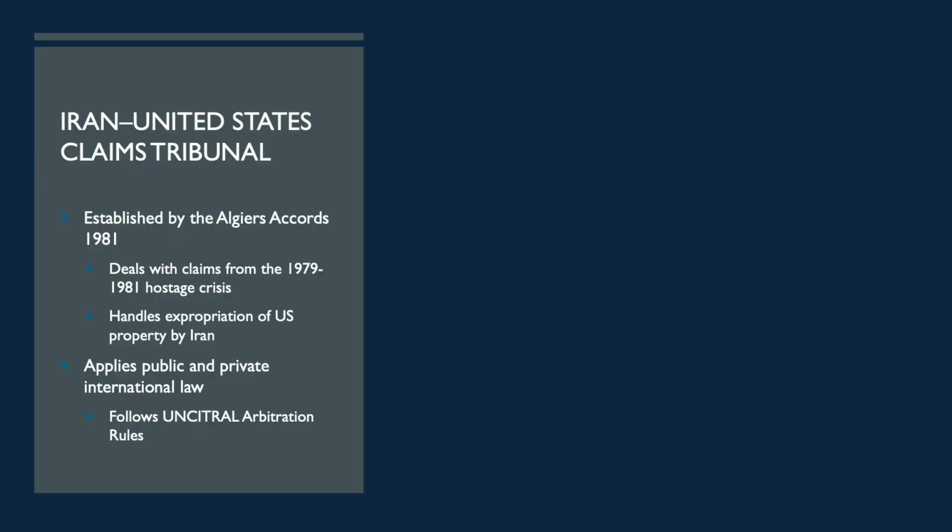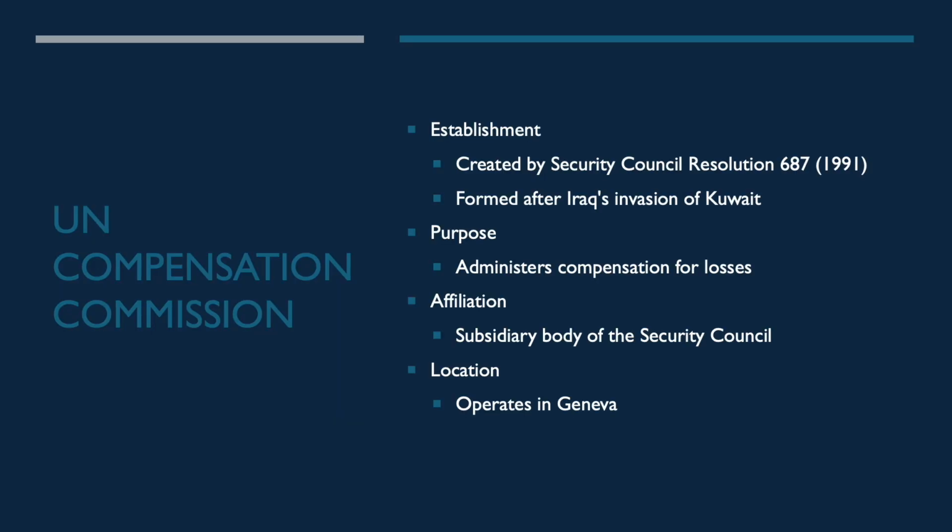Iran-United States Claims Tribunal, established by the Algiers Accords in 1981. The Iran-United States Claims Tribunal deals with claims arising from the 1979 to 1981 hostage crisis and expropriations of U.S. property by Iran. It applies public and private international law and follows the UNCITRAL arbitration rules.